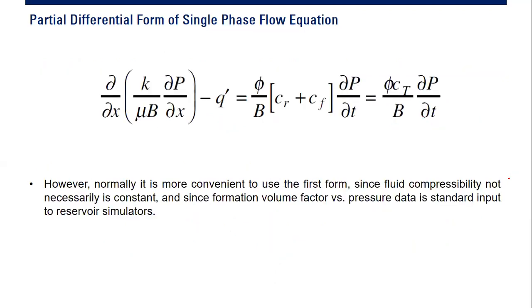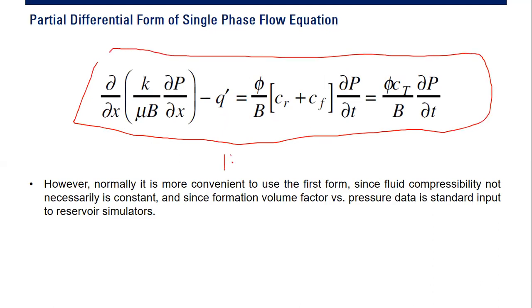So we can rewrite again our 1D, one-phase fluid flow equation. So d/dx multiplied by K per viscosity multiplied by formation volume factor multiplied by dp/dx, the pressure gradient, minus this production or injection term, equals porosity divided by formation volume factor multiplied by total compressibility multiplied by dp/dt. Okay, so this is our one-dimensional, one-phase fluid flow equation.